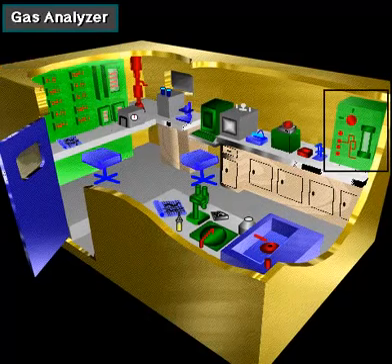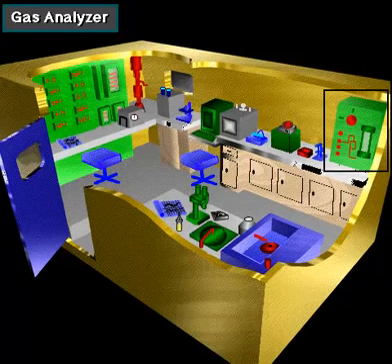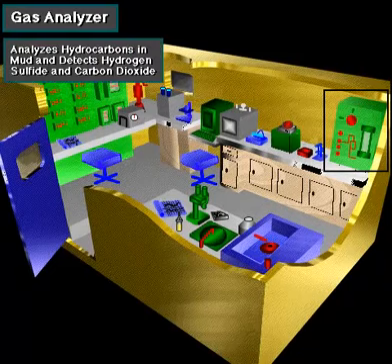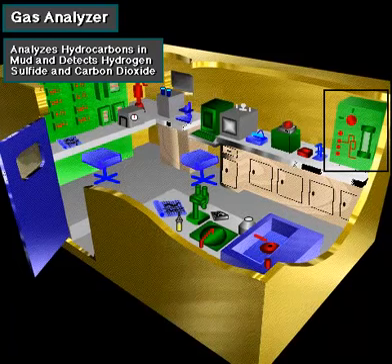Loggers use a gas analyzer to examine samples of gas from the well. Gas analyzers not only indicate what kind of hydrocarbon gases the mud brings up, but also non-hydrocarbon gases, such as hydrogen sulfide and carbon dioxide.